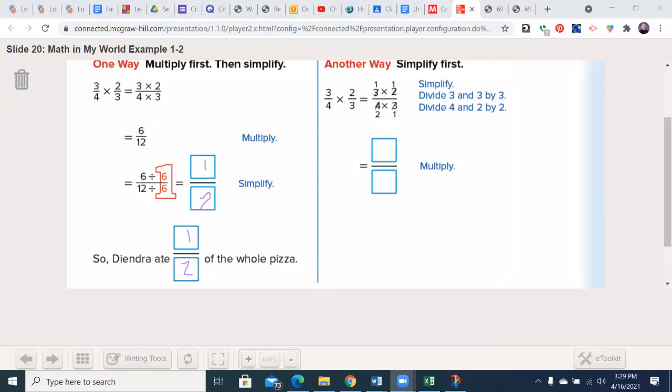Let's simplify first. Divide 3 and 3 by 3. Gives you the 1. Divide 4 and 2, which gives you a 2, and you end up with 1/2. Most times you'll probably choose to multiply first. That's my general go-to. Let me make sure you have this written in. And then we're going to go to the top of 740.